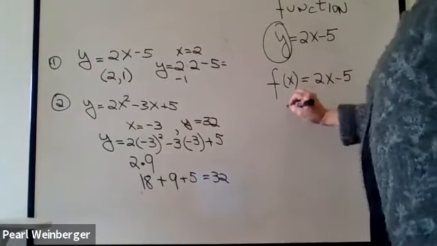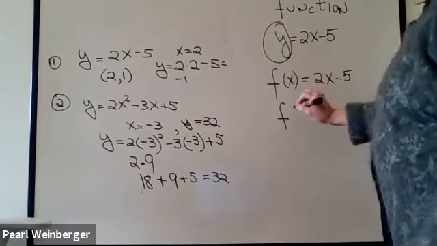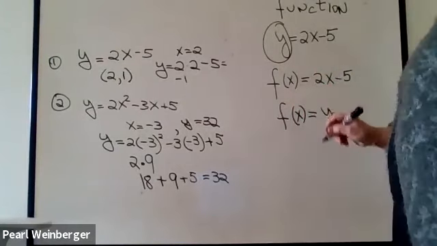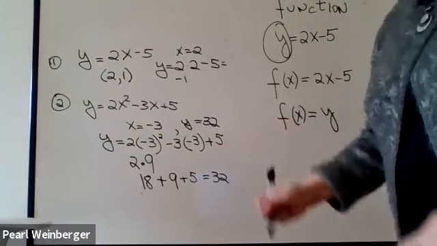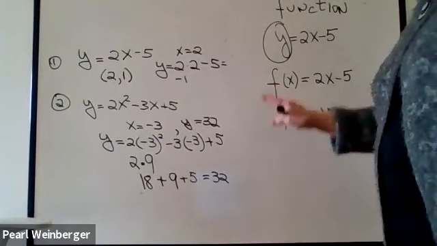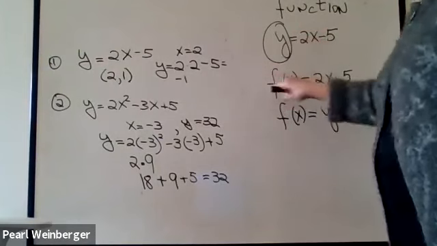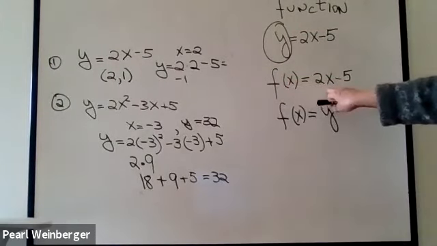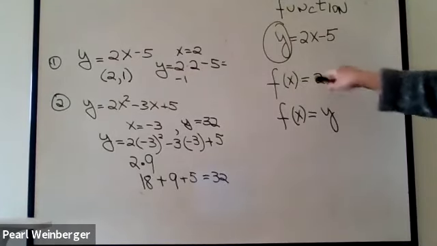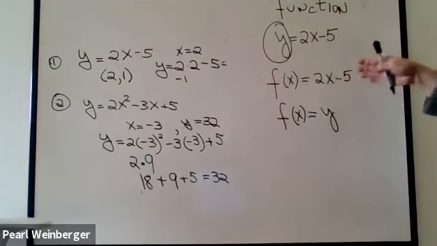In other words, we don't say this f times x, we call it f of x. F of x is the same thing as y. It's just another name for y. Well, why would we do this? Well, number one, it tells us very clearly when we see f of x equaling 2x minus 5, that the independent variable is the x, and this f of x, this y, is the dependent variable.